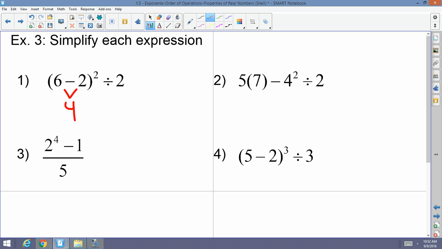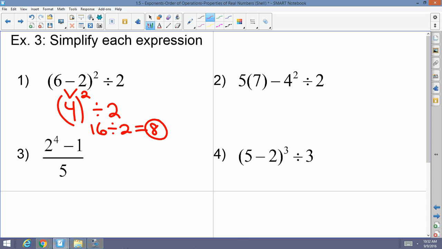Parentheses. 6 minus 2 is 4. Squared. Divided by 2, my brothers. Exponents. What's 4 squared? 16. Divided by 2 is 8, my brothers. I want to thank you for your excitement, but remember, just saying random numbers doesn't make it correct. We got to follow those order of operations, my brothers. Thank you so much. Number 2, do I have parentheses?